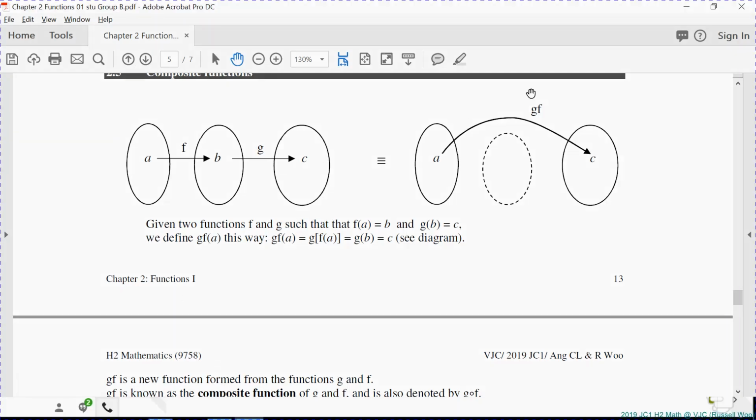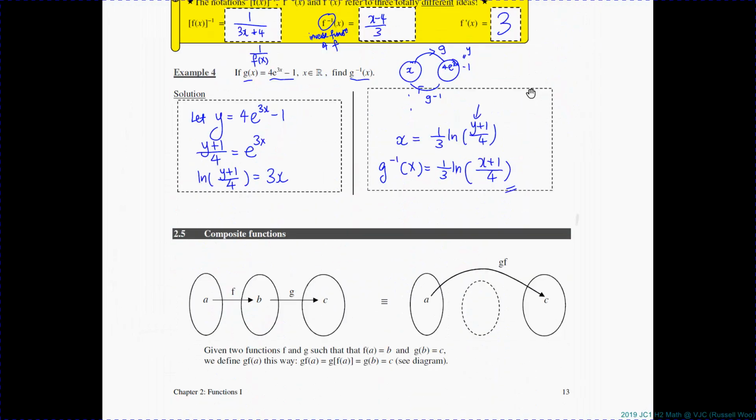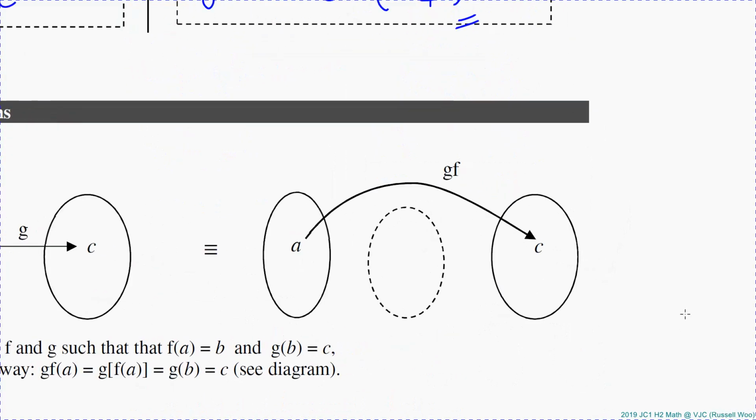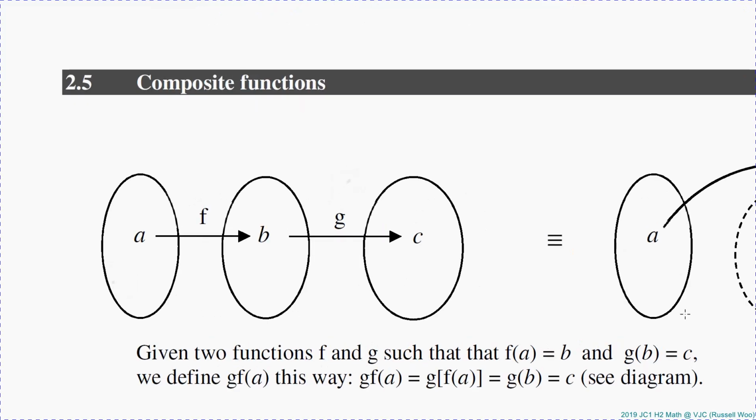Now, next we deal with this idea called composite functions. We learned about functions, which are number processing rules. What happens if I put a number through two functions one after another? Let's do a simple example.